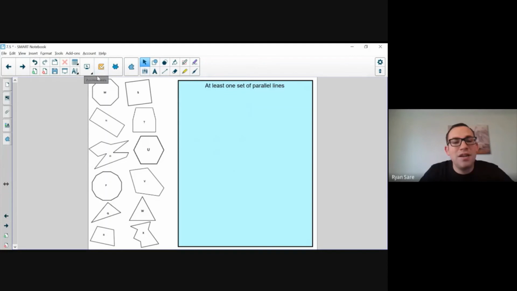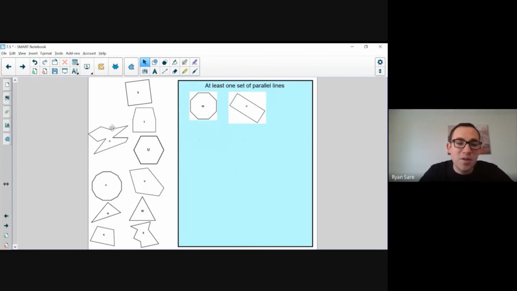So if I look here at M and the opposite side, it looks like those might just be parallel. So I'm going to go ahead and say yes, this has at least one set of parallel lines. In actuality, a regular octagon has 1, 2, 3, 4 sets of parallel lines. This one as well, it looks like the opposite sides are parallel. They'll never touch. This shape is crazy. It's got a lot going on, so it's going to be really hard to tell.